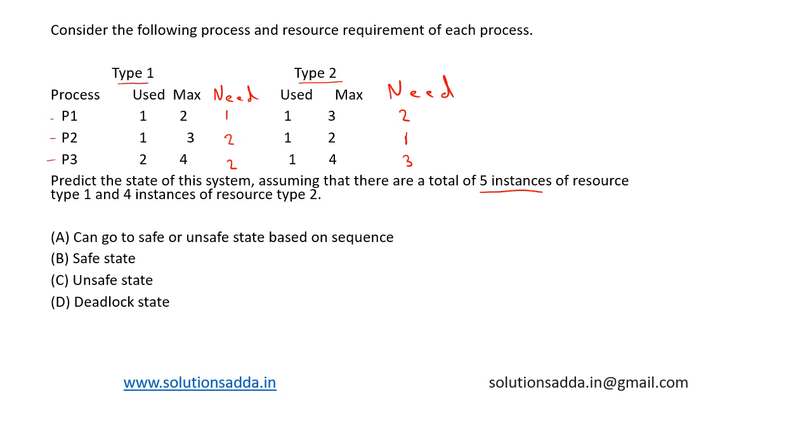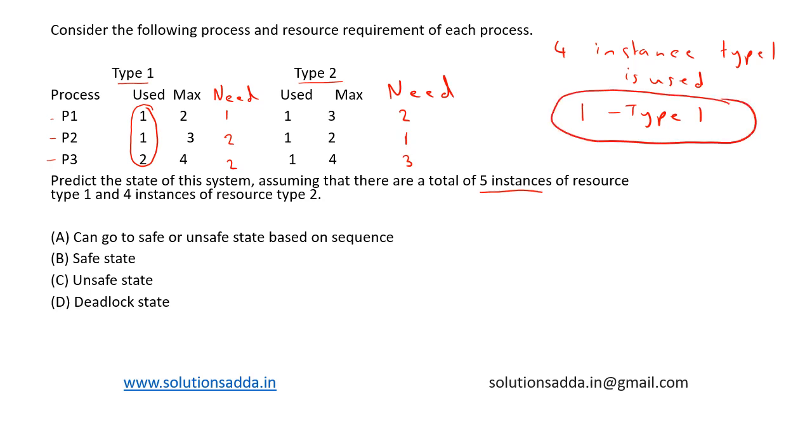Now let's try to see how many instances of resources are available for each of the process. So we have used how many? 1 plus 1 plus 2, total 4 instances of type 1 are used. What we have available is 1 for type 1. This is available. Similarly, here we have used 3 instances of type 2. We have 4 instances of type 2. So we have 1 of type 2 also available.